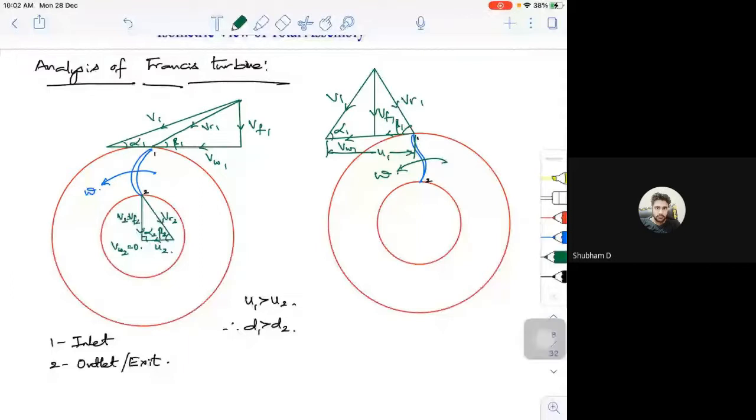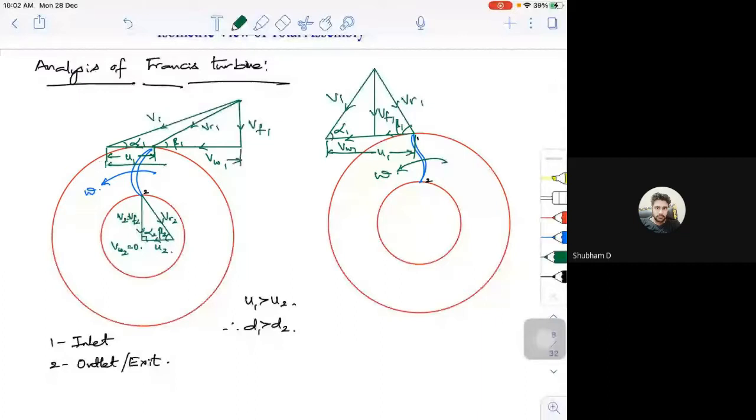See, my VW1 is much bigger compared to your U. Compared to my U, see here, this is my U1. I forgot to write here. This is my U1. My VW is bigger than your... see, this is my VW1. This will be my VW1.